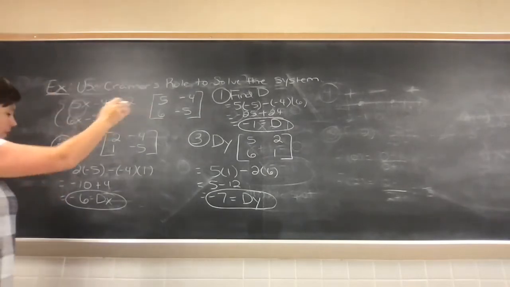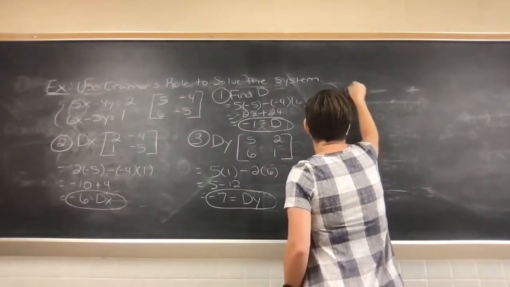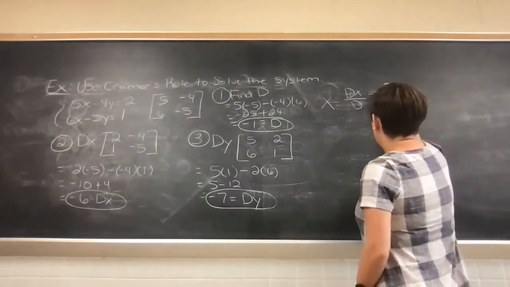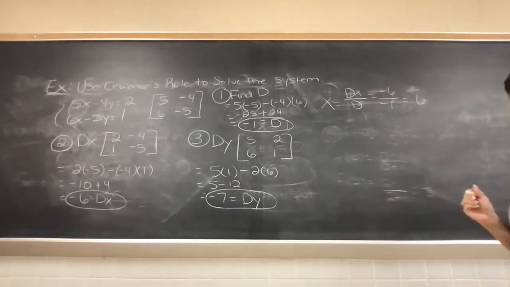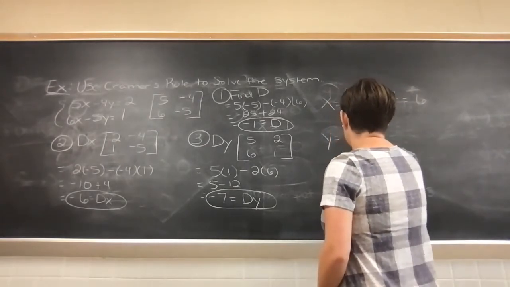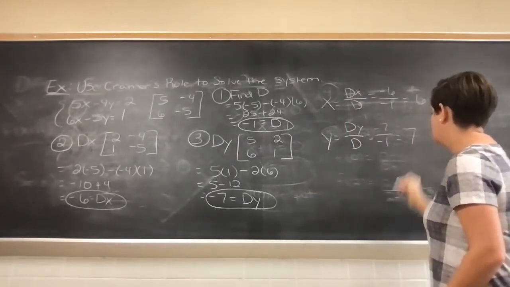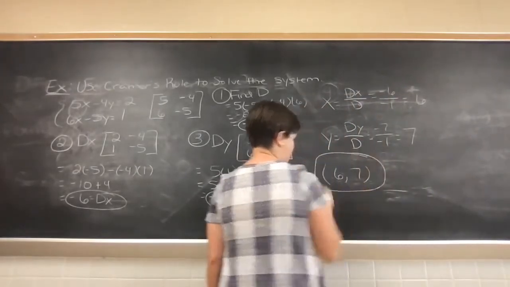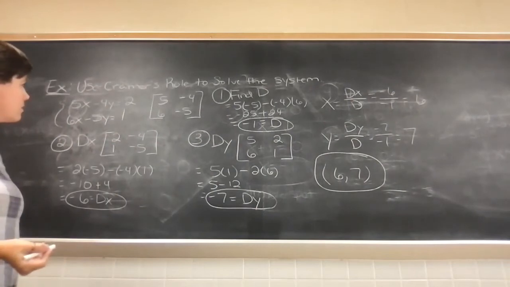So we found our d, we found our dx, we found our dy. That's what we have to do because Cramer's rule says that our x value is our dx over our d. Well, our dx was -6 and our d was -1, so that tells me my x is 6. Cramer's rule told us our y value was dy over d, and our dy we just found was -7, and our d was -1, so that equals 7. So the solution to the system of equations is the point 6, 7. And we found that using Cramer's rule and matrices.